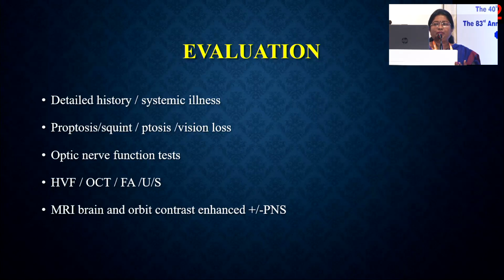So how do you evaluate such a patient? Just like a diplopia evaluation, go for detailed history taking, systemic illness, and watch for associated signs like proptosis, squint, ptosis and vision loss. All these matter a lot, and do not forget to perform an optic nerve function test in patients who walk in with diplopia of whatever type, horizontal, vertical or otherwise. Do perform a complete optic nerve function test, because that is what will guide us and keep us from missing this group of diseases. There are some adjunct tests like OCT, but visual field is mandatory.